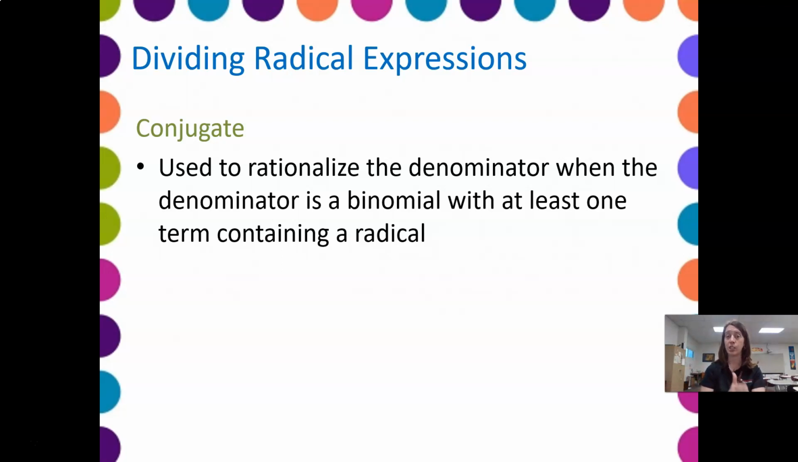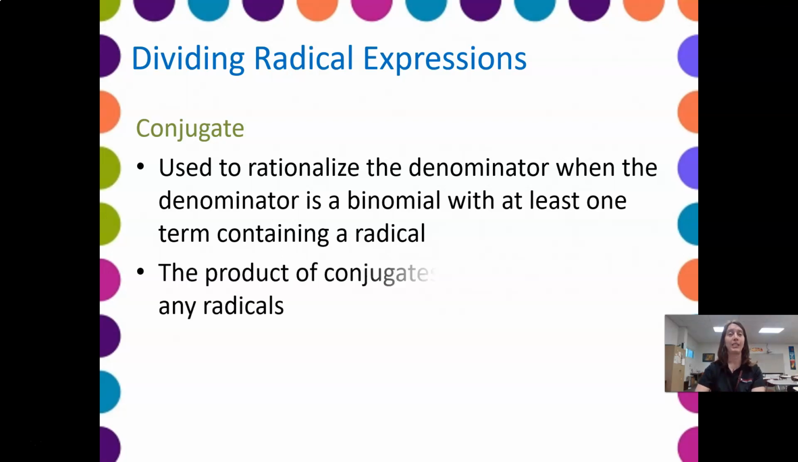Again, I can't just multiply by the same radical because of the plus and the minus sign. I have to multiply by this idea of a conjugate. Now, why do we have to do this new idea of a conjugate? When I multiply by a conjugate, the radical disappears. And that's what I want to happen in the question.